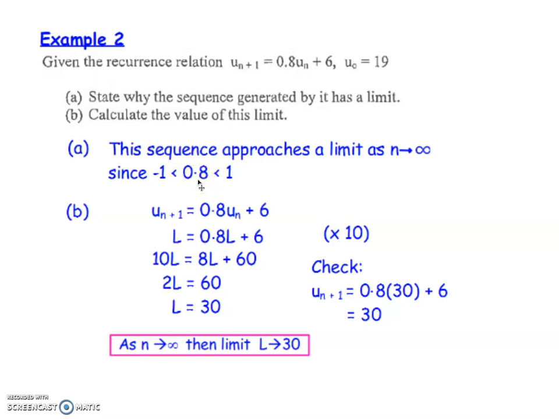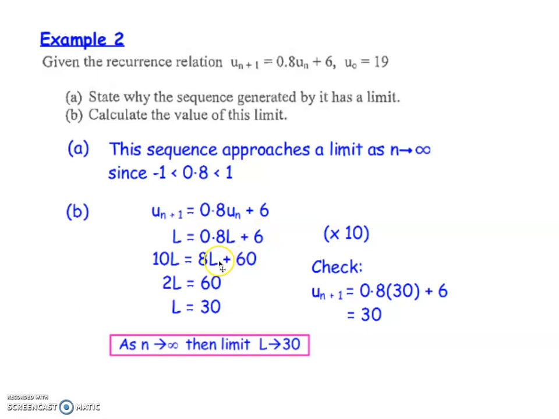but because it's between -1 and 1, that's why it's got a limit. So what we can do in B is we can take a recurrence relation, u(n+1) equals 0.8 u(n) plus 6, and we're going to replace the u(n+1) and the u(n) by L, because we know that eventually they're going to reach the same value, so we can say that L can replace the u(n+1) and the u(n). We then get to this point here, and we can multiply by 10, because that will get rid of the decimal here. So that'll be L times 10 is 10L, 0.8 times 10 is 8L, and 6 times 10 is 60, remembering to multiply every term there by 10.